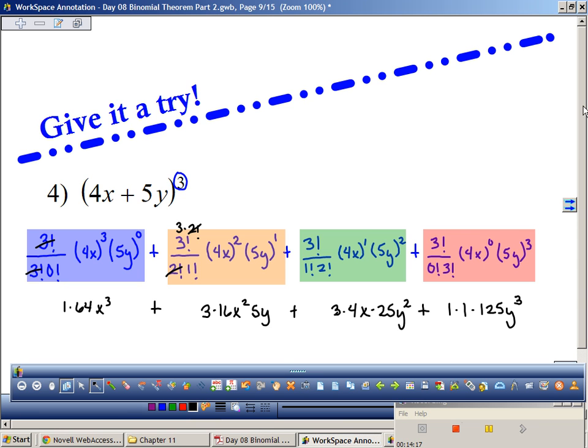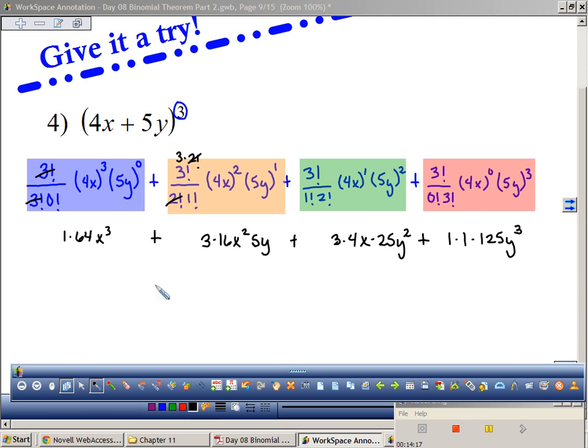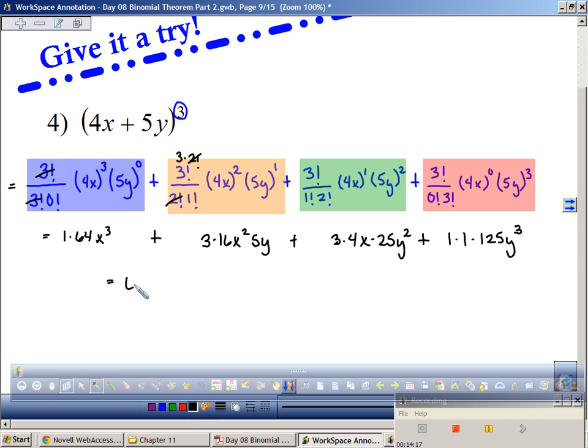Right? So if I put that all together, I should be putting equals here, and equals here, and equals here, 64x cubed plus, what's 16 times 3 times 5? 240? Yeah. That sounds right. 240 x squared y plus, well, 4 times 25 is 100 times 3 is 300. 300 x y squared plus 125 y cubed.